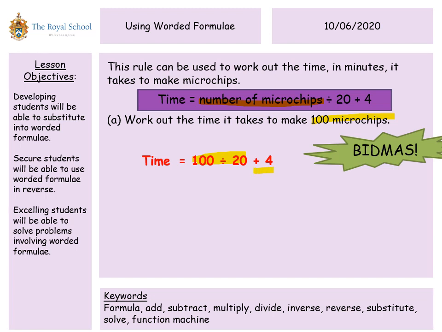So let's do our division first. 100 divided by 20 is 5. So our sum becomes 5 plus 4, which is obviously going to give us 9. Now always watch out for the units here. It's 9 minutes, because remember the rule we were told at the start is actually working out the time in minutes. And there we go, a formula used.